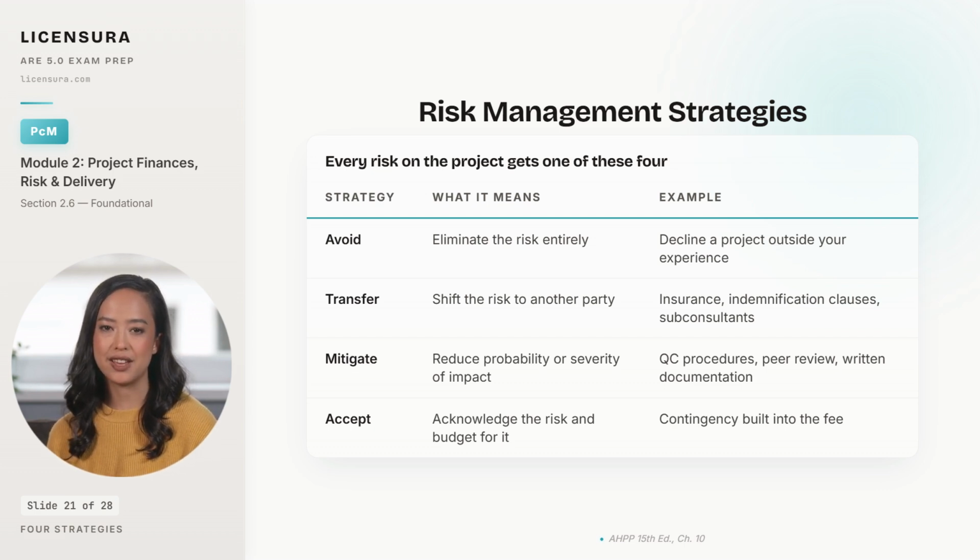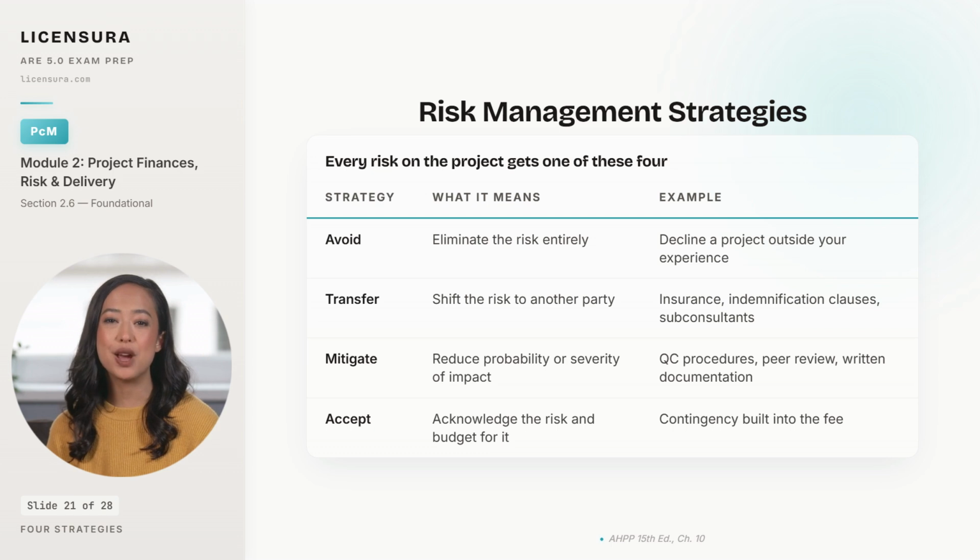That's how malpractice claims start. Transfer means shifting the risk to a party better positioned to carry it. Professional liability insurance transfers the financial cost of a covered claim to the carrier. Indemnification clauses transfer specific exposures between owner, architect, and contractor. A structural consultant carrying their own insurance transfers structural design risk off your balance sheet.